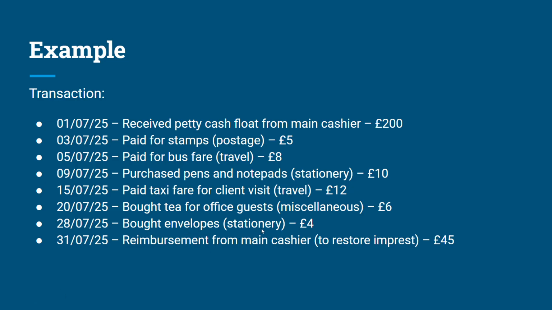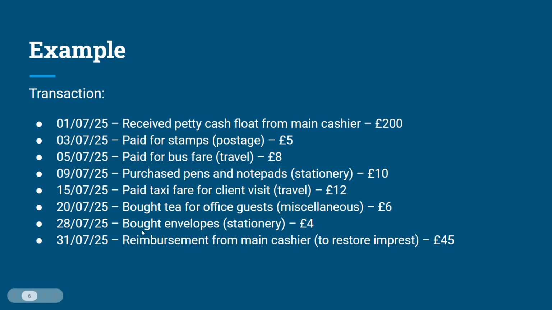On the 28th, we bought envelopes. Sometimes you don't know if you want to classify it as stationery or postage, and that's the problem sometimes. But don't worry, they're not going to be very iffy about it. They wouldn't really worry that much as long as it makes sense. So that was £4, again on the right hand side of the petty cash book.